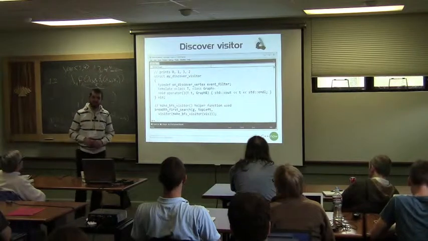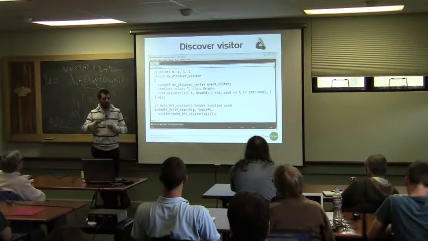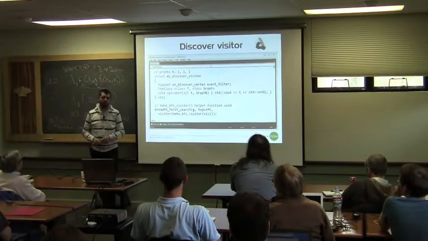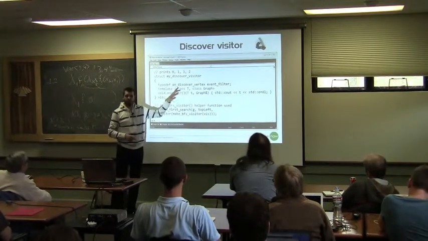That is correct. The question was, what does new vertex really mean? It means that a vertex is found in the graph which hasn't been visited before. So I set the event filter to the tag on discover vertex.